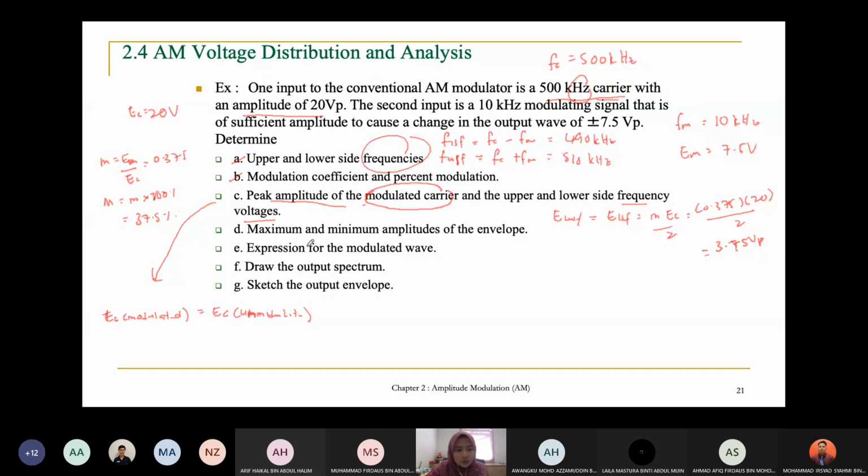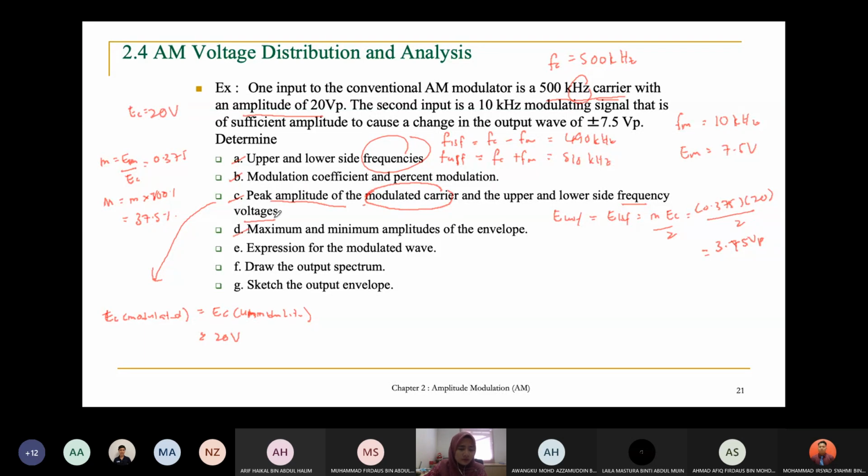Okay, you see, this is unmodulated, this is modulated. So it is the same, which is equal to 20. Unmodulated is before the modulation process. Modulated is after the modulation process.